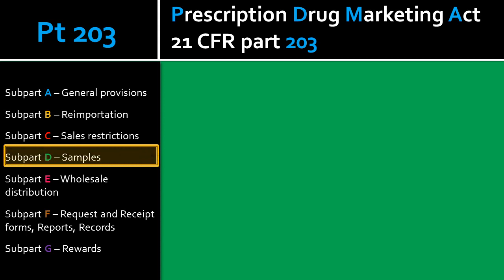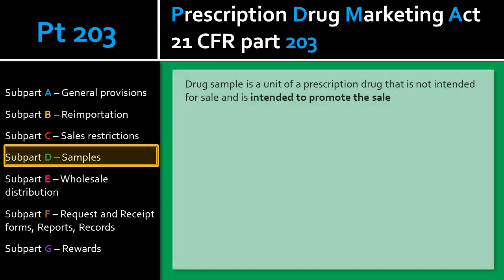Distribution of samples is discussed in detail in Section D. This section is especially relevant to pharmaceutical representatives in the U.S. Drug sample means a unit of a prescription drug that is not intended for sale and is intended to promote the sale of the drug.